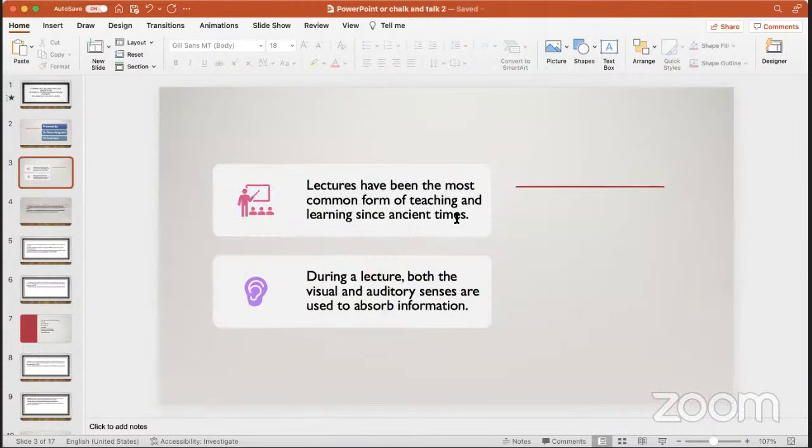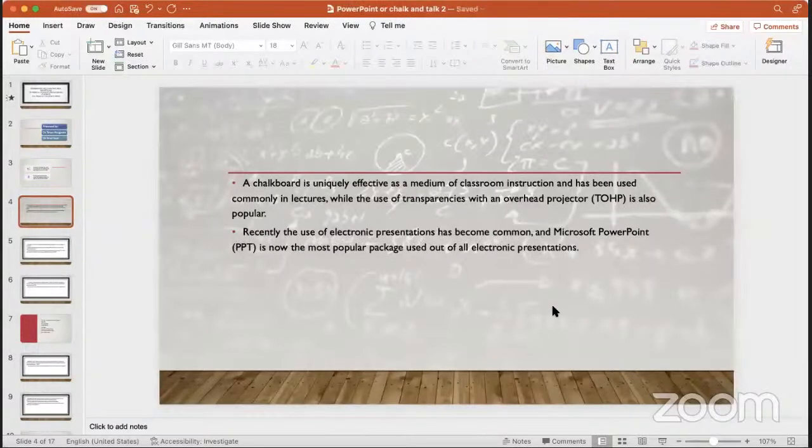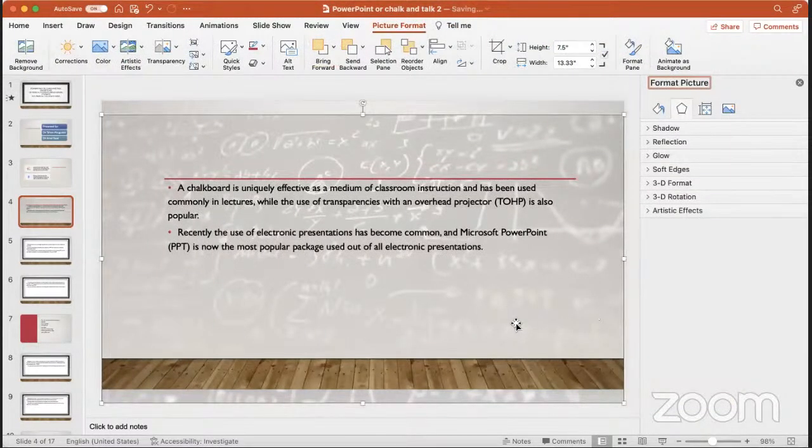We know that lecture has been the most common form of teaching and learning since ancient times. During a lecture, both visual and auditory senses are used to absorb information. A chalkboard is uniquely effective as a medium of classroom instruction and has been used commonly in lectures, while the use of transparencies with an overhead projector is also popular. Recently, the use of electronic presentation has become common, and Microsoft PowerPoint is now the most popular package used for electronic presentations.